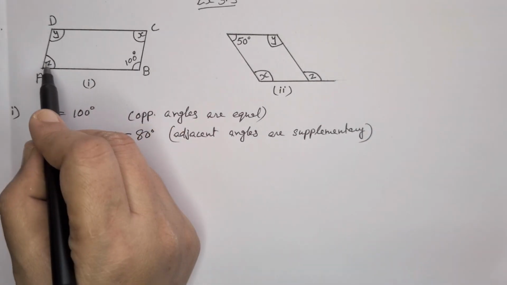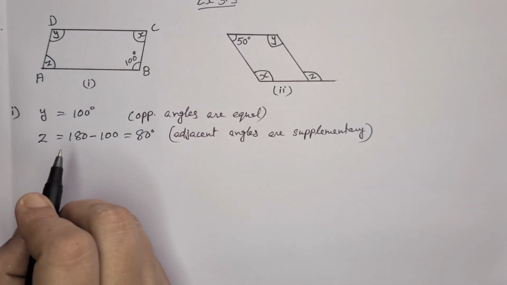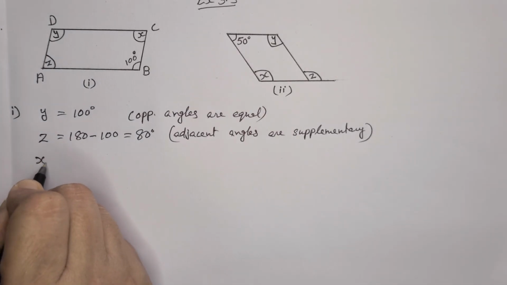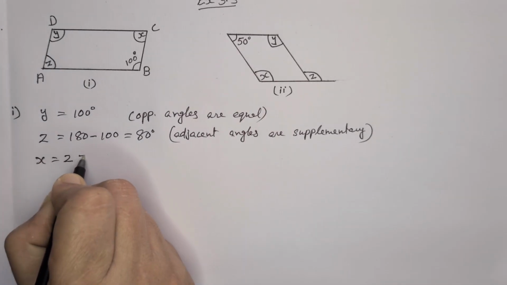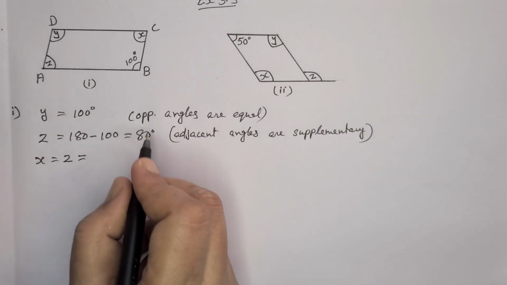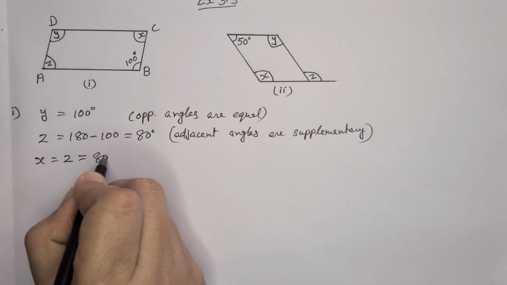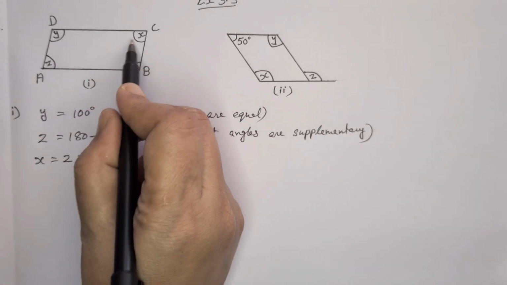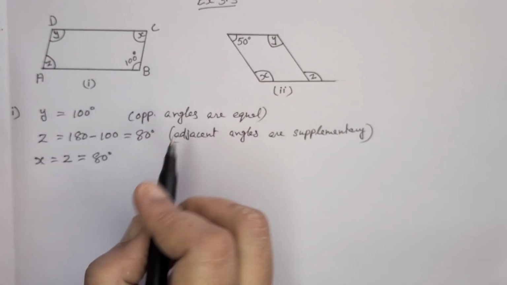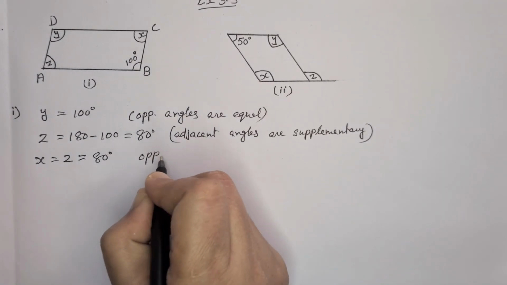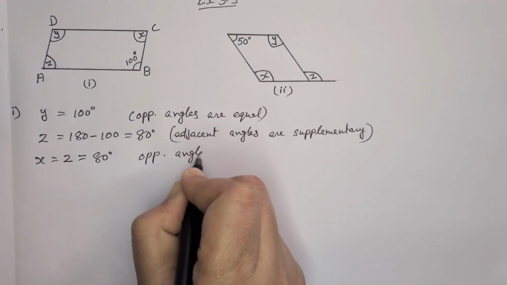Then x and z are opposite angles. Now we can write x is equal to z itself is equal to, already we got z as 80. So 80 degree. X and z are opposite angles. So opposite angles of a parallelogram are equal.